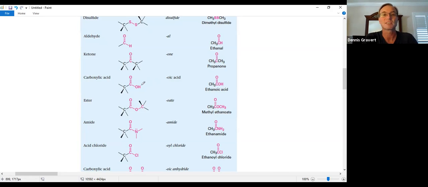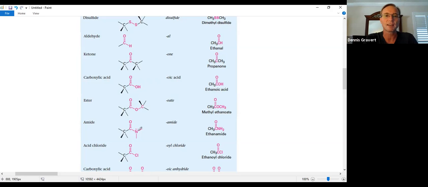It looks the same. It's got an OH group, but the more atoms you have, the more important it is, and the bigger group of atoms supersedes. It just wins, right? So I know there's an OH group, but you can't say this is an alcohol group because it doesn't behave like alcohol groups. This is a carboxylic acid. So be a little careful with that.